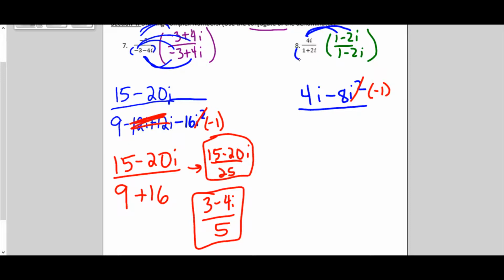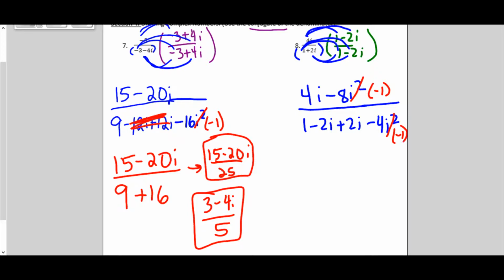In the bottom, I'm going to FOIL this. So I'm going to do 1 times 1, which is 1. 1 times negative 2i, which is negative 2i. 2i times 1, which is 2i. And then 2i times negative 2i, which is negative 4i squared. Notice again I have i squared, so I'm just replacing it with negative 1.